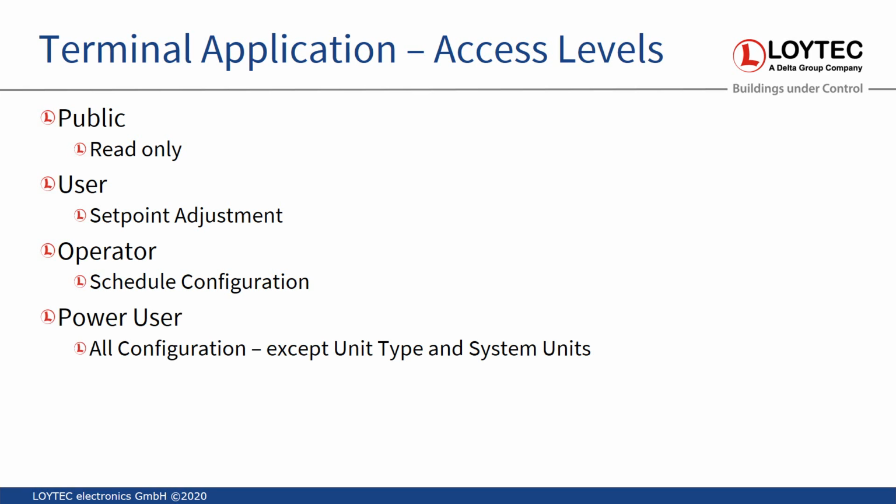The power user has access to the I/O configuration, filters, calibrations, deadbands, ranges, and all configurable points except for the unit type, the system units, and to reset parameters. Lastly, the administrator has access to all configurations.